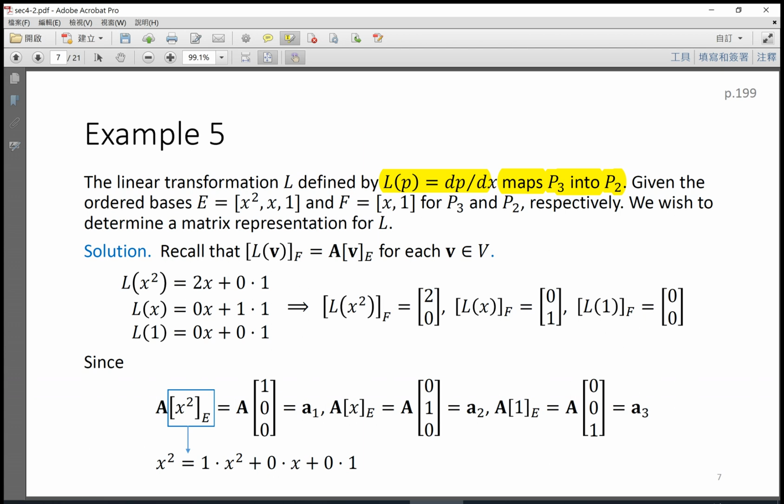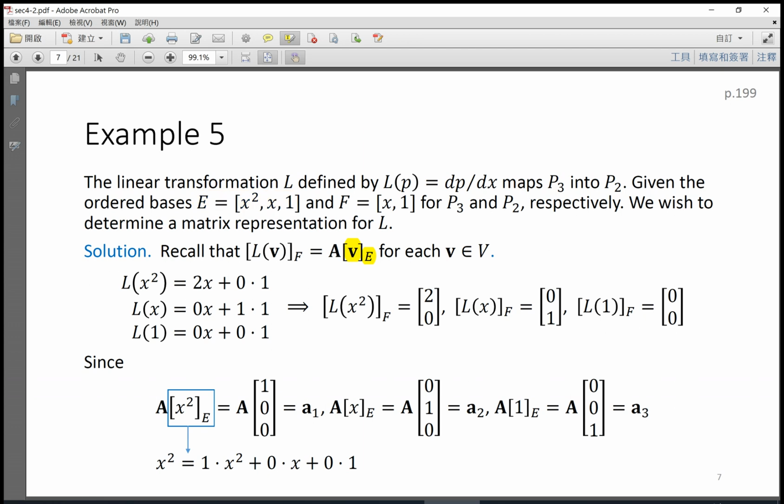Given two bases E and F for P3 and P2 respectively. In this example, E and F are standard bases in P3 and P2 respectively. Our goal is to compute a matrix representation for L. We will use the matrix representation formula to find the matrix representation. The key is to select V as elements in basis E. In our example, the elements in basis E are x squared, x, and 1.